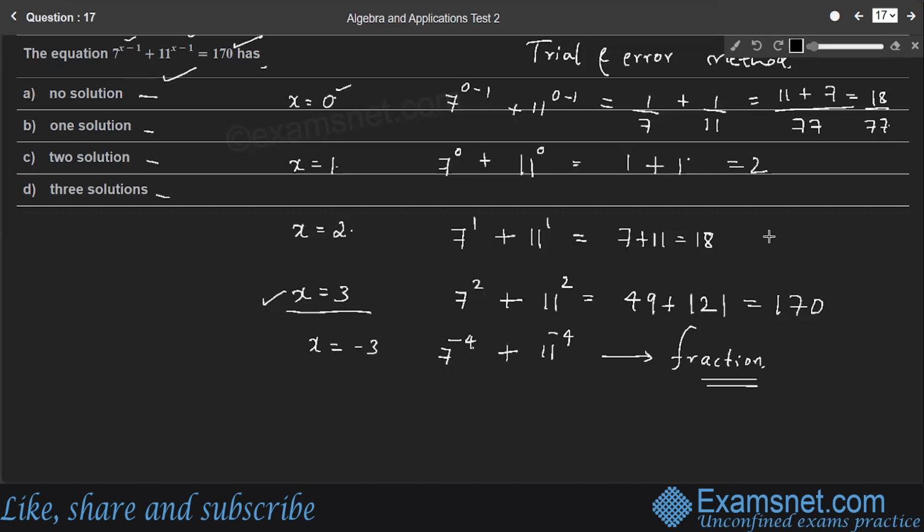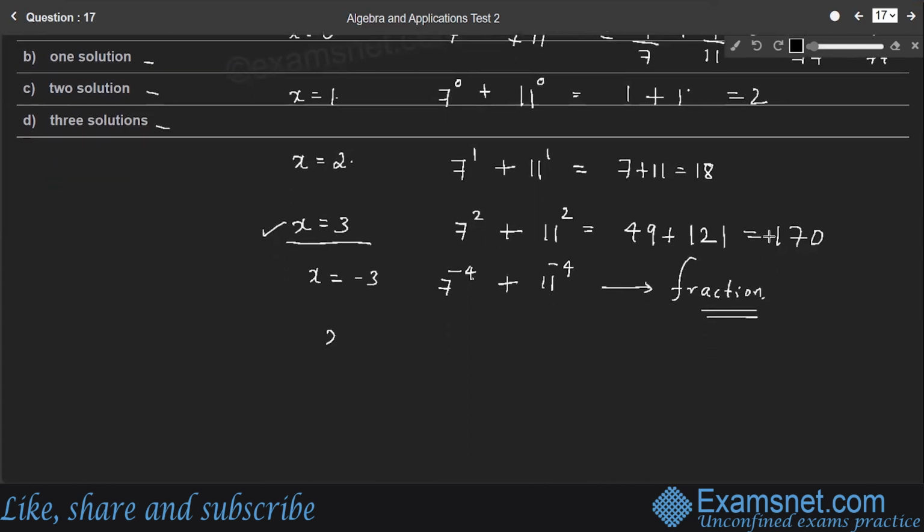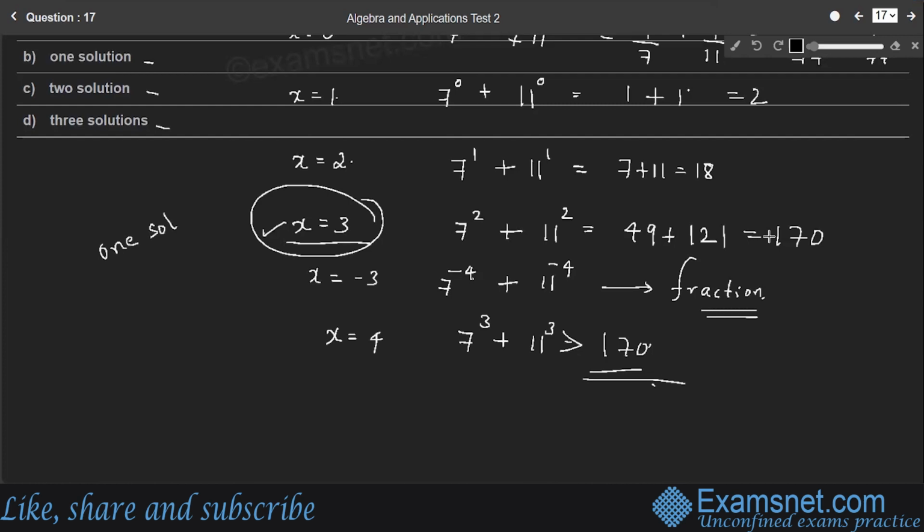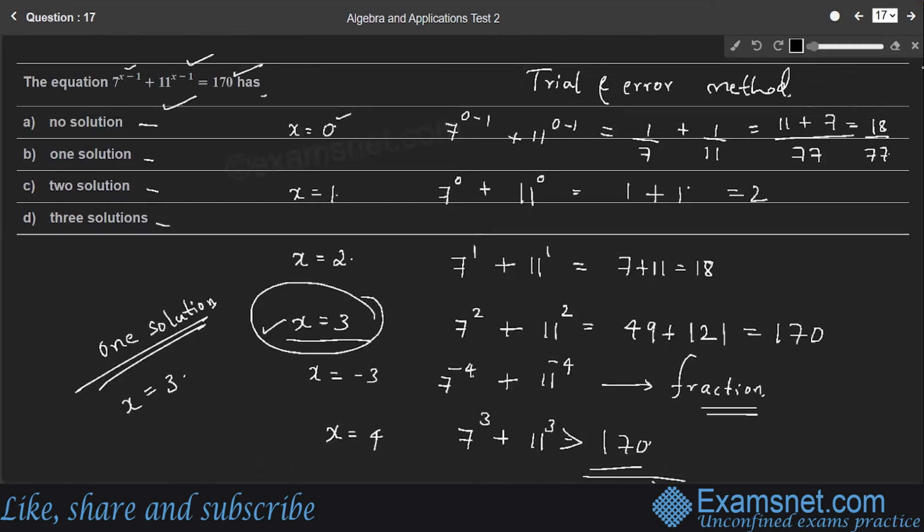Right? So if x is greater than 3, say for example 4, the equation becomes 7 raised to 4 minus 1, which is 3, plus 11 raised to 3, which is greater than 170. Right? So only for x is equal to 3, the equation gets satisfied. Therefore, the equation has only one solution. So solution means the value of x, right? Therefore, the value of x is 3. So the given equation has only one solution. Option B is the right answer.